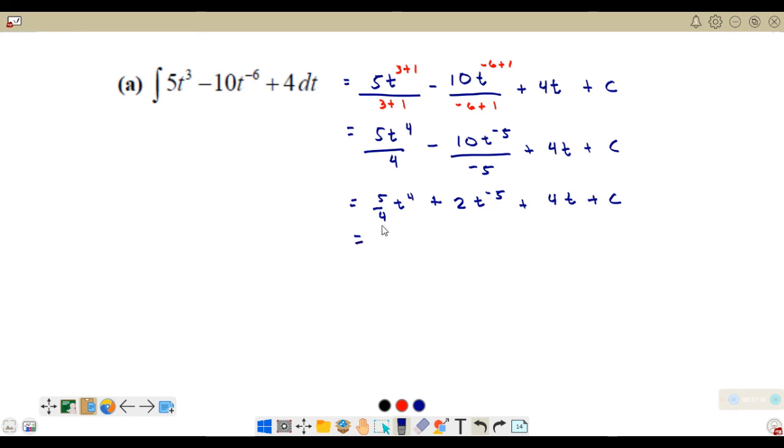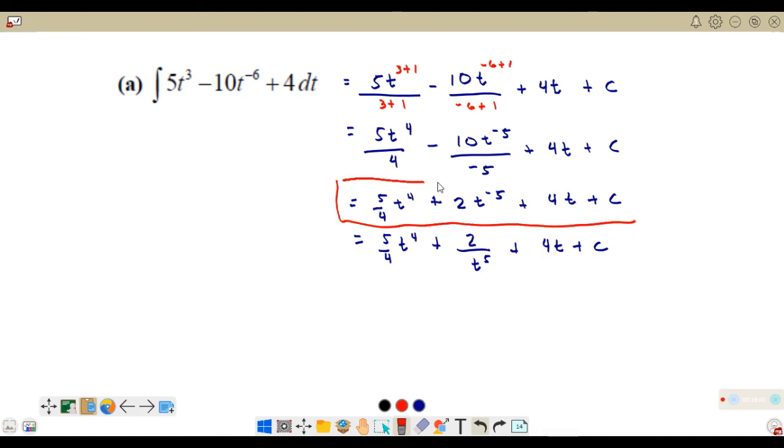You have the option to follow the laws of exponents. So, pwede mo siyang isulat as 5t raised to the 4th power plus 2 over t raised to the 5th power plus 4t plus c. So, si t, pwede mo siyang ilagay sa denominator so that your exponent will be positive. Wala tayong mga negative exponents. But, if you're going to present me with this answer, okay na yan. Acceptable na to. There are a lot of other possible solutions for this problem.